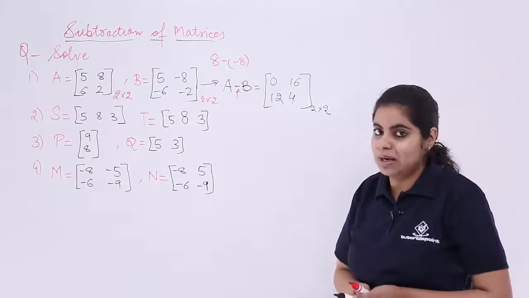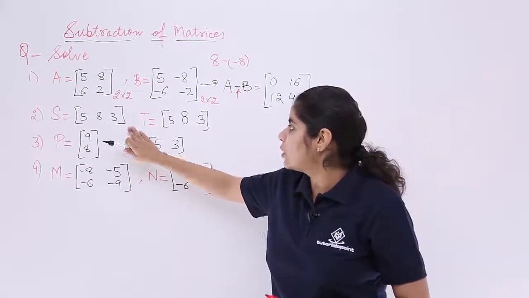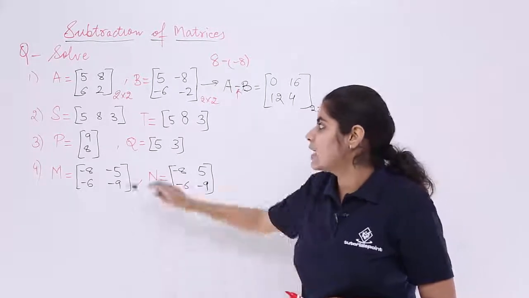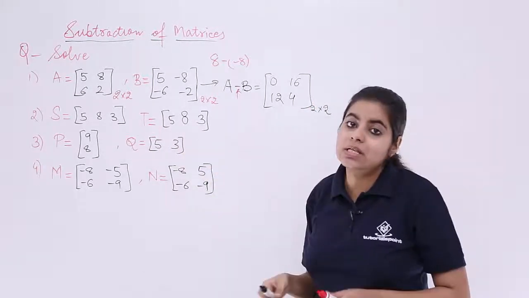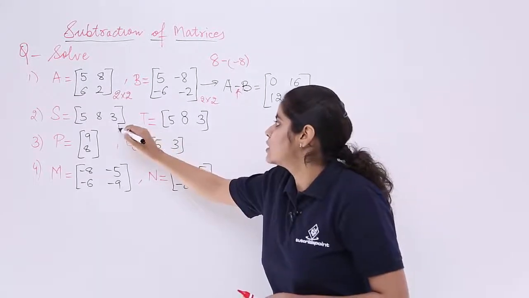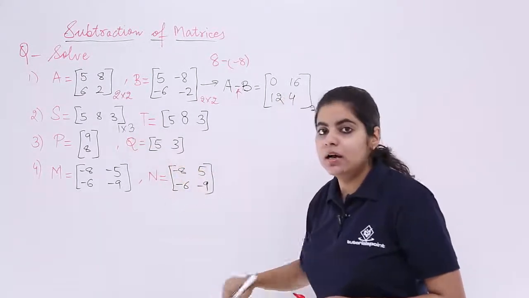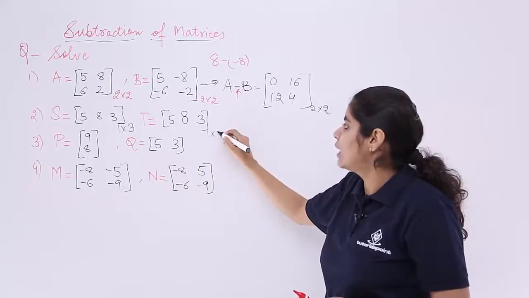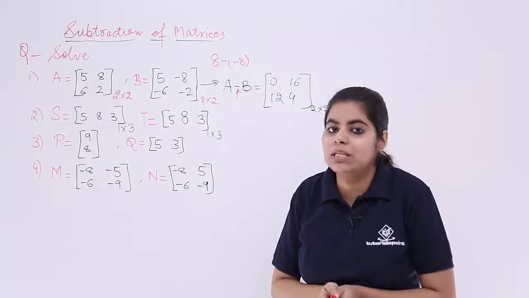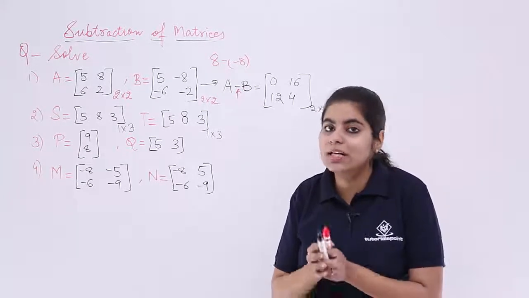Let's move on to the second part. The second part is what? We have 2 matrices again, S and T. Now, these matrices are both row matrices. Why row matrix? Because only 1 row and 3 columns. So, it is 1 row and 3 columns here and here also it is 1 row and 3 columns. That means we can subtract them because the order is same.